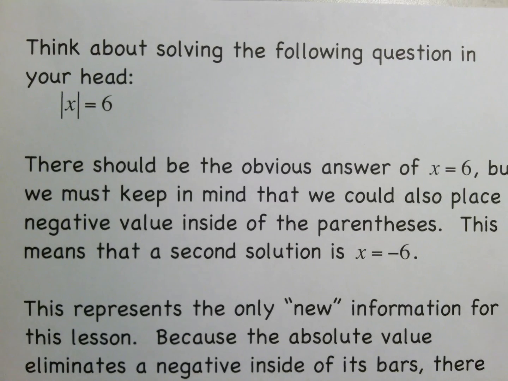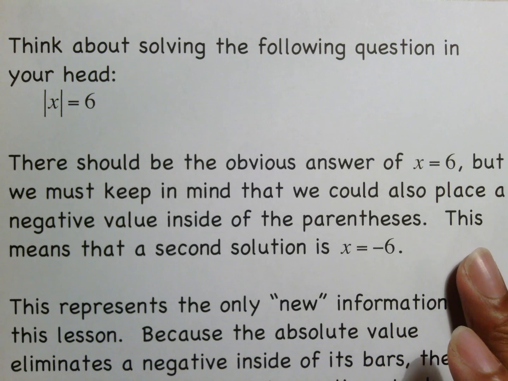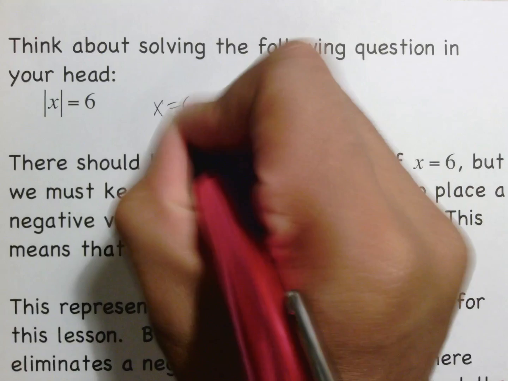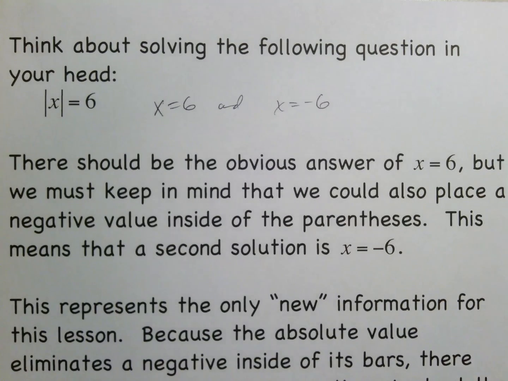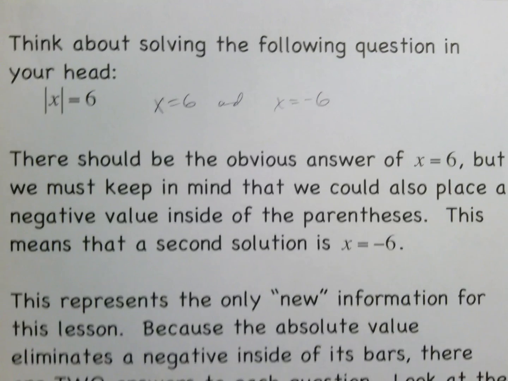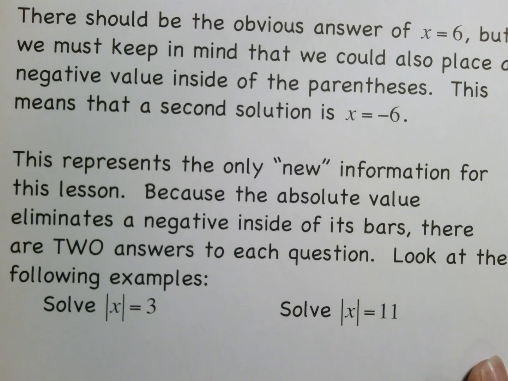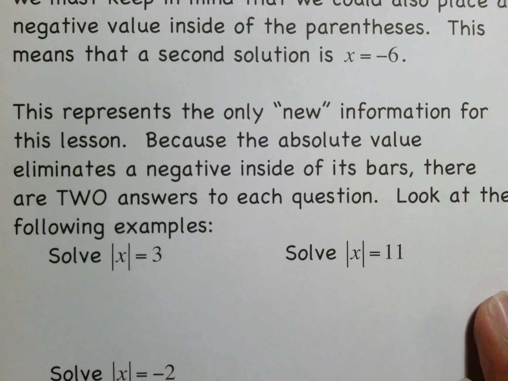But think for a second about solving this question in your head in terms of the absolute value of something being 6. There should be the obvious answer of 6, but we have to keep in mind that we could also place a negative value inside of parentheses, which means that a second solution is negative 6. So your two answers would be x equals 6 and x equals negative 6. This represents the only new information for the lesson, and that is because the absolute value eliminates a negative inside of its bars. There are actually going to be two possible solutions to every question.